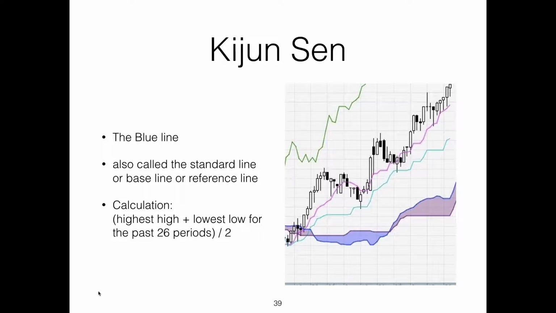The Kijun-sen line is the blue line. It is also called the standard line or the baseline or the reference line. It is calculated by taking the highest high plus the lowest low for the past 26 periods divided by 2. The Kijun-sen line is a very important component of the Ichimoku Kinko-Hayo system.